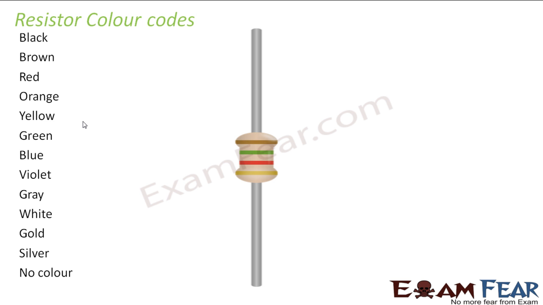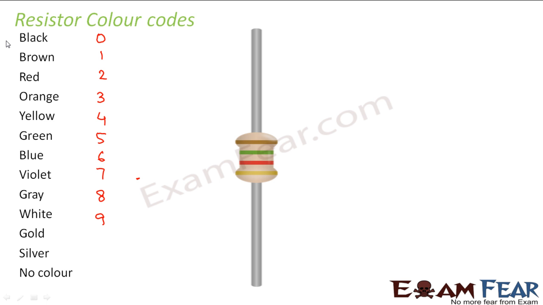There is a convention which we normally follow. If you look at the list of colors, these are normally the colors which you observe on your carbon resistor. Each of these colors represents a number. So you write down these colors, and they represent 0, 1, 2, 3, 4, 5, 6, 7, 8, 9. Gold and silver are something special, which I'll tell you later. So how do you remember this? It is very difficult to remember. 0 is for black, 1 is for brown, 2 is for red, and so on and so forth.